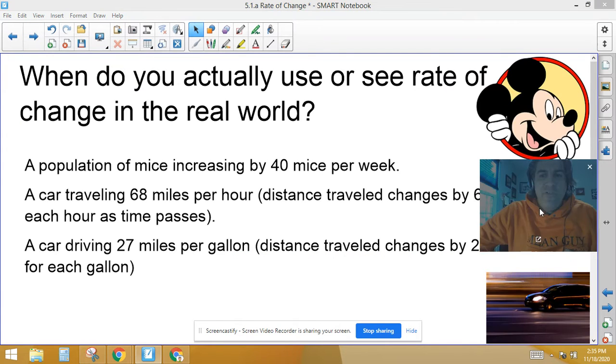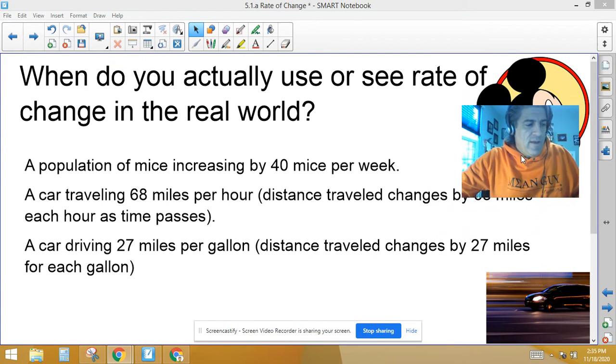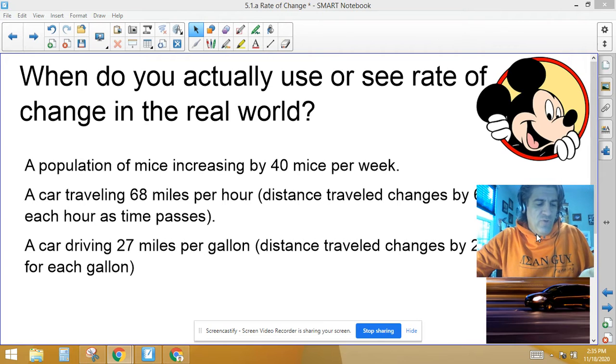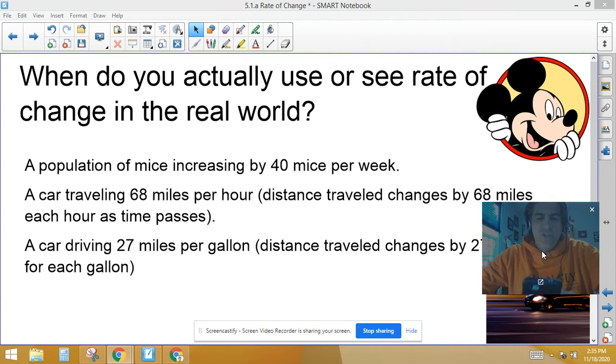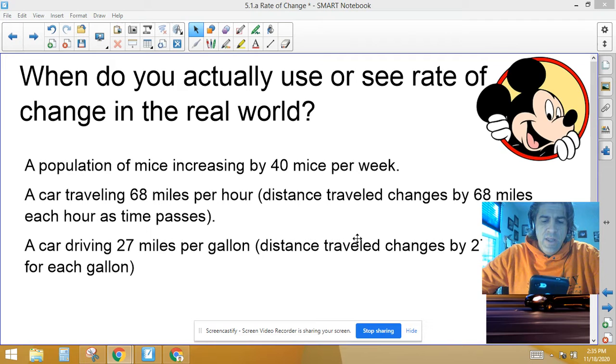When do you actually use or see this rate of change? Occasionally, let's say a population of mice is increasing by 50 mice per week.